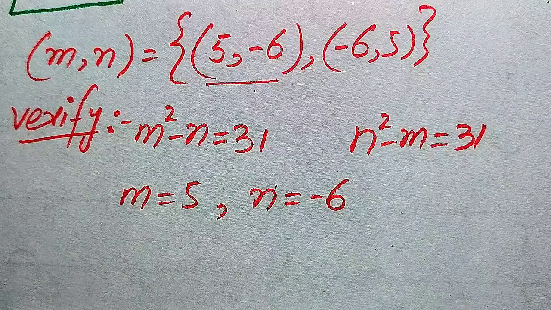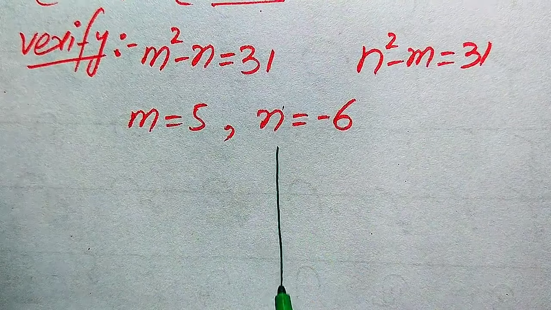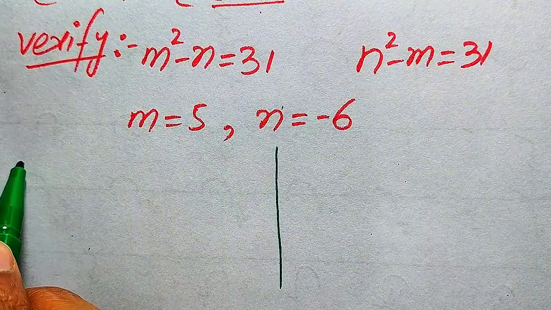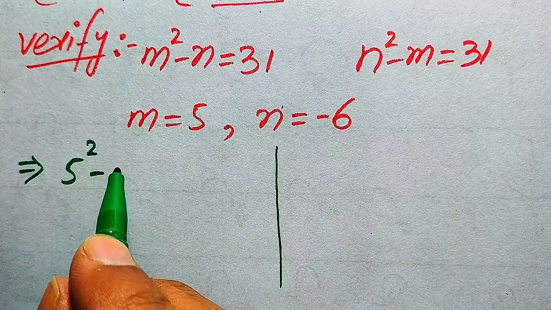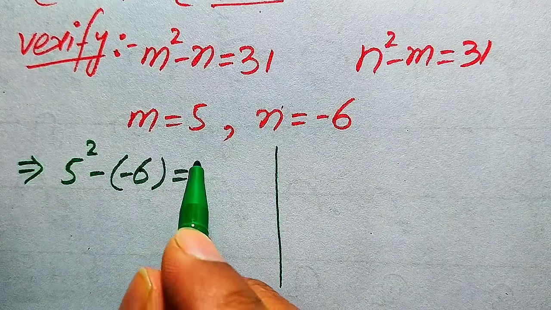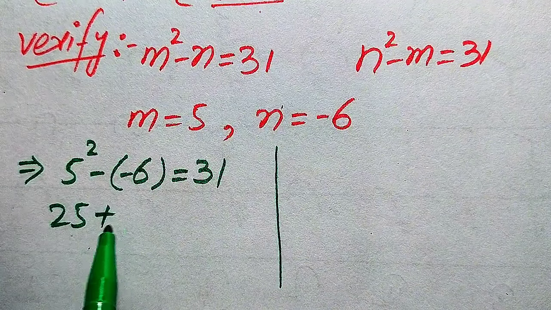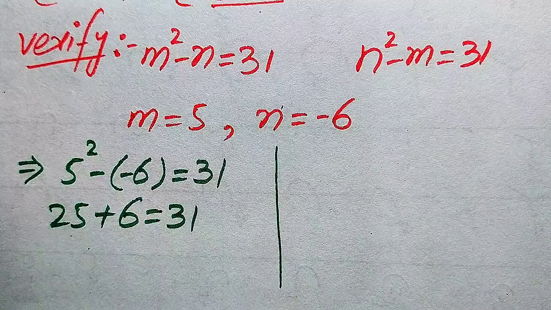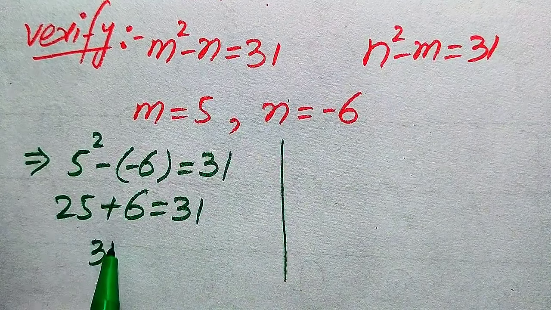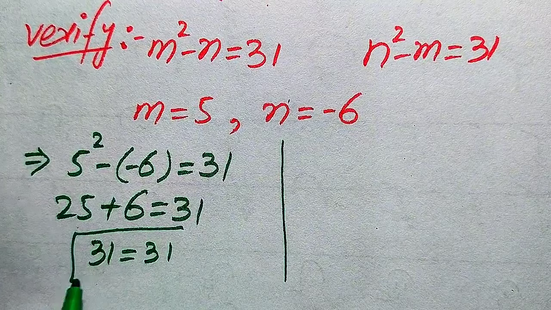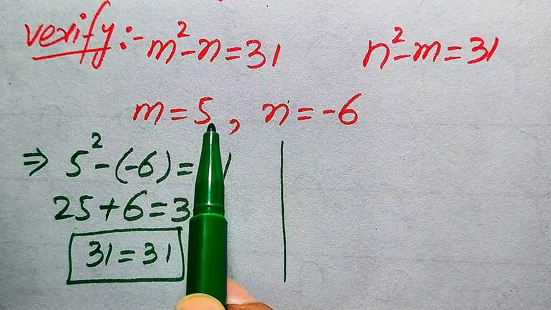So here we need to substitute both values of m and n into both of the above equations, and check whether both equations are satisfied or not. When you put these values in the first equation, it is written as 5 square minus (-6) equals 31, and 5 square becomes 25, and minus times minus becomes plus 6, equals 31. When we add 25 plus 6, it becomes 31 equals 31. This shows that both sides are equal. It means that these values of m and n satisfy our first equation.